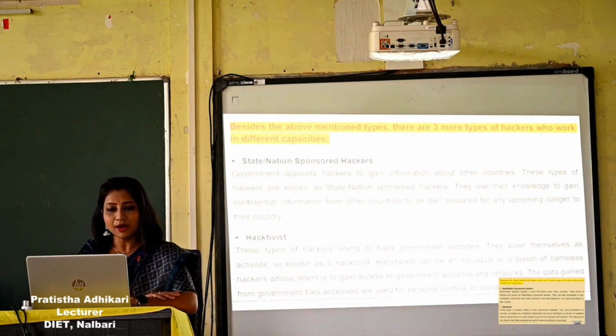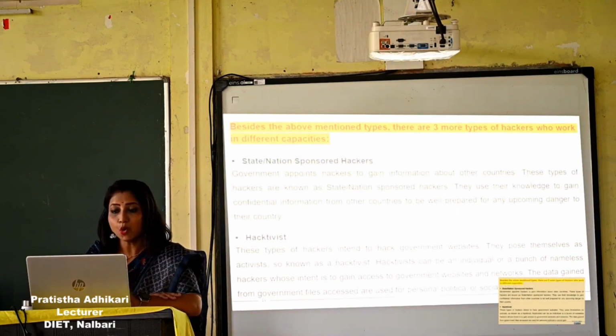And besides the above mentioned types, there are three more types of hackers who work in different capacities. Now have a look at these three types of hackers. One is the state or nation sponsored hackers. So the government appoints some hackers to gain information about other countries. These type of hackers are known as state or nation sponsored hackers.